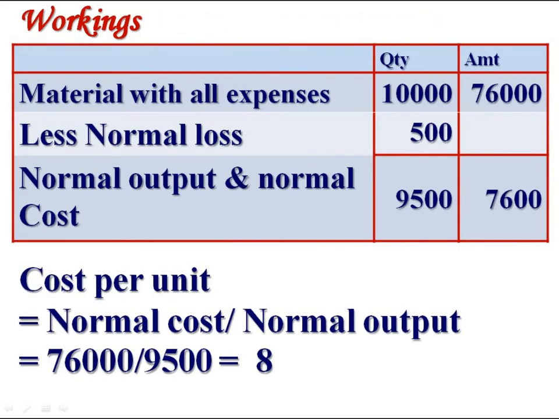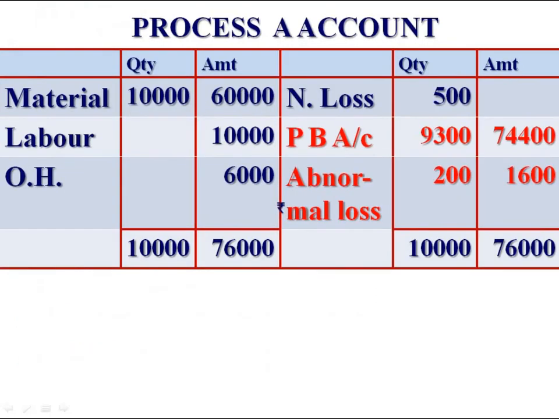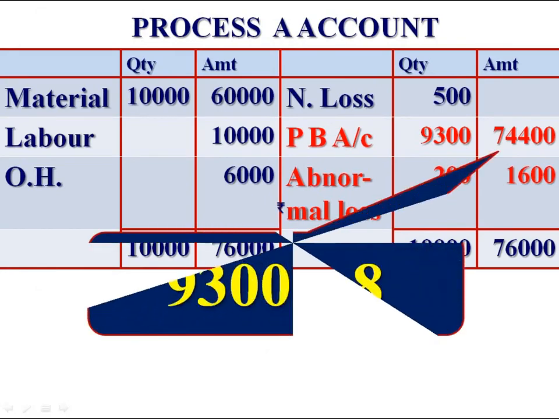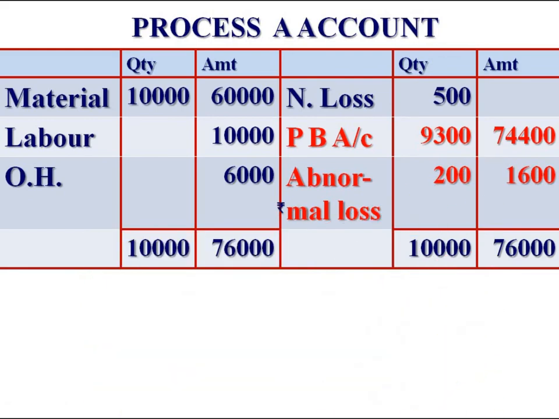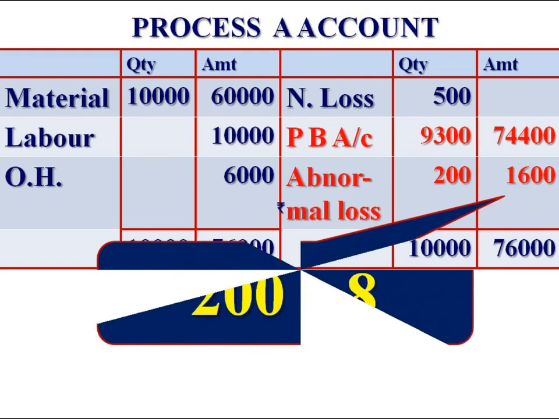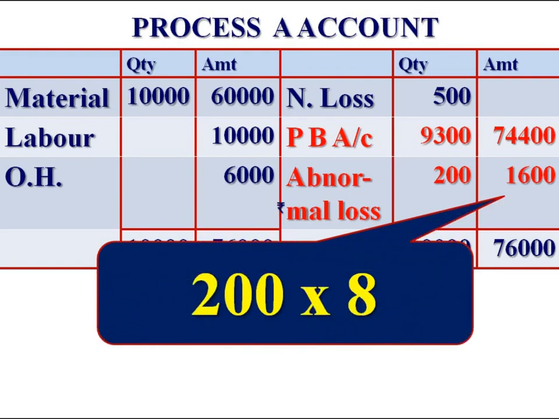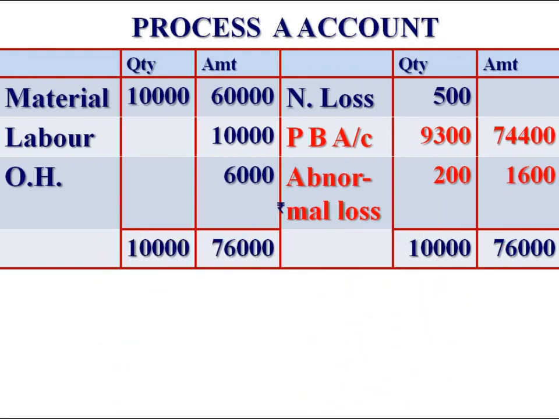Find the cost per unit of process A. It is 8. It is computed by dividing the normal cost by normal output. We get rupees 8. Multiply this rupees 8 with 9,300. We get 74,400. Then multiply this rupees 8 with 200 units. We get the value of abnormal loss 1,600. It is the process A account.